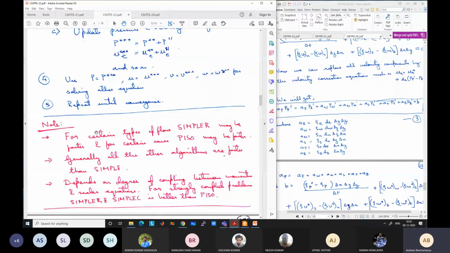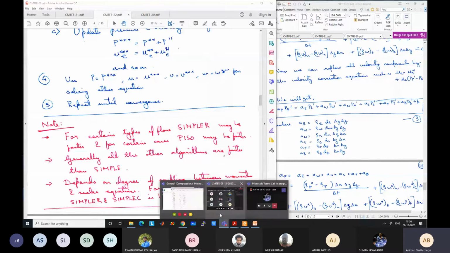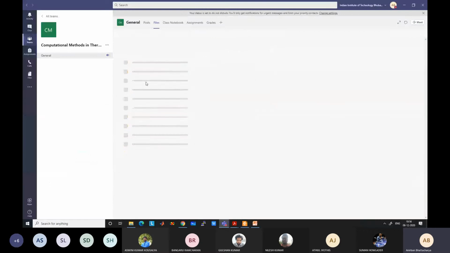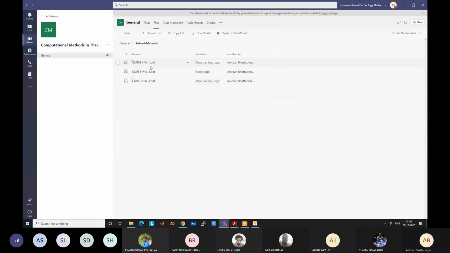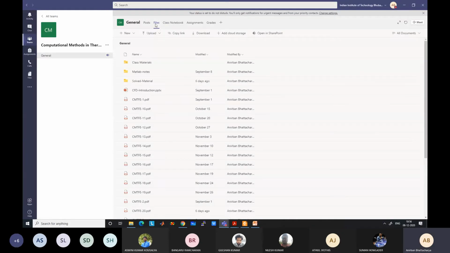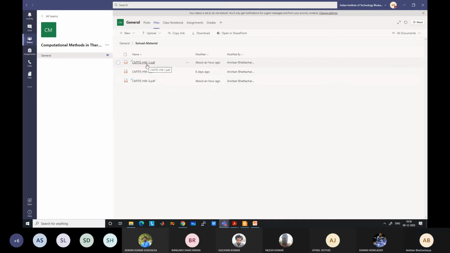So I have uploaded a couple of solved problem sets. Old students actually already know similar problems. There are not many problems that can be given. In the folder, if you go to files, I hope you can see it: solved material, then set 1, set 2 and set 3. You should go through these sets. You can try to solve them on your own.